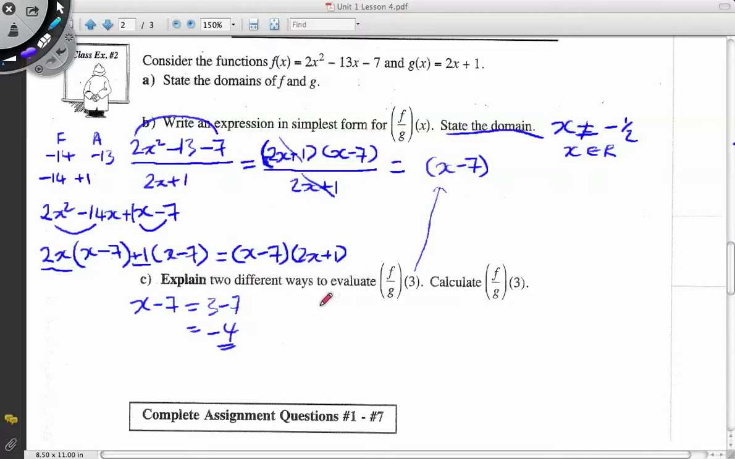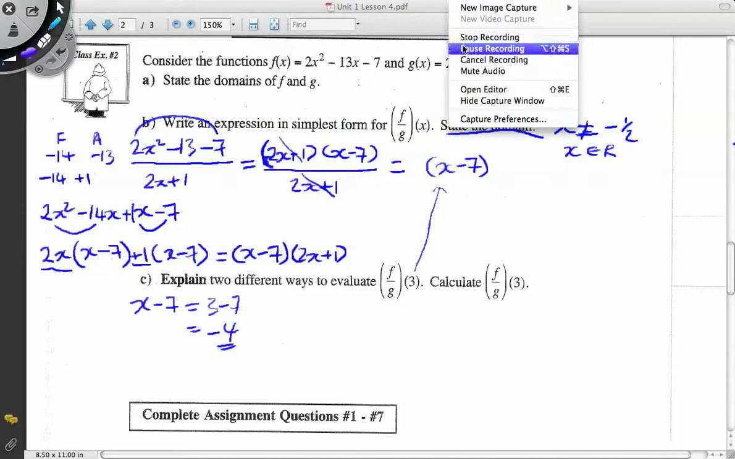What's another way? What is another way of evaluating that? I guess we can start right back here with our original expression and input x to be 3 here and 3 to be 3 here, and then just solve or simplify. You will get the same value of negative 4.